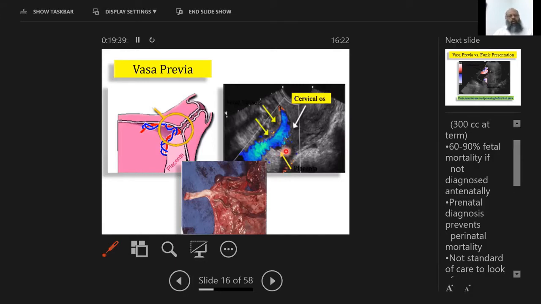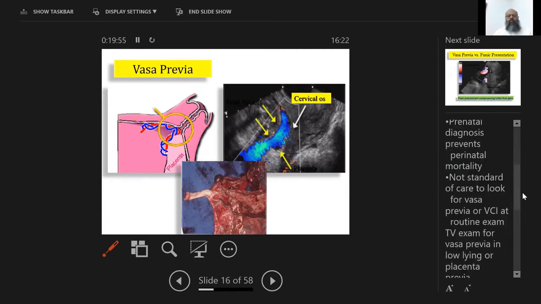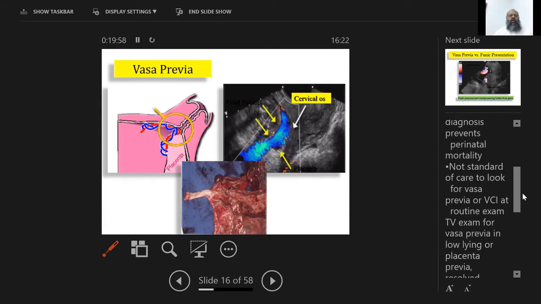So better, once we are looking for placenta, its edges, especially when they are a bit low lying, then we have to put Doppler to see if there is a presenting vessel or not, because it can be dangerous if we don't diagnose it. There is no standard of care to look for vasa previa, but routine examination is important. We can use TVS, and even on transabdominal scan, we can diagnose vasa previa.